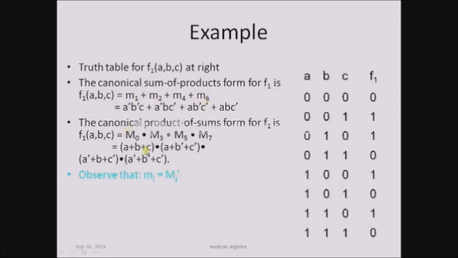In the same way, for the canonical product, if you observe, the minterms are the complement of the maxterms. So if you complement these minterms, or the sum of product terms, then you'll get the product of sums. If you complement this product of sums, then you'll get the sum of products, right?